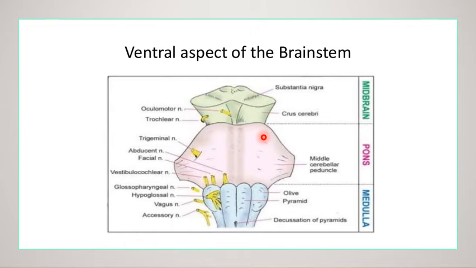Next is Millard-Gubler syndrome. This results due to lesion involving the corticospinal tract and facial nerve fibers. Okay, so next thing that you will learn in further years when you will be learning neurological disorders, Millard-Gubler syndrome results due to lesion involving corticospinal tract and facial nerve fibers.